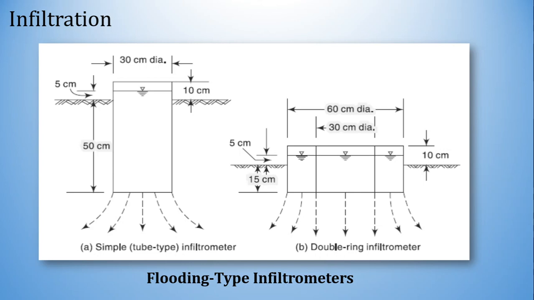In the second case there is a double ring infiltrometer, which has two cylindrical containers. The inner container has a diameter of 30 centimeter, and the outer container has a diameter of 60 centimeter. Initially the outer container is filled in such a way that it will retain a level of water up to 5 centimeter above the ground level, and the total depth of this particular double ring infiltrometer varies from 20 to 25 centimeters.